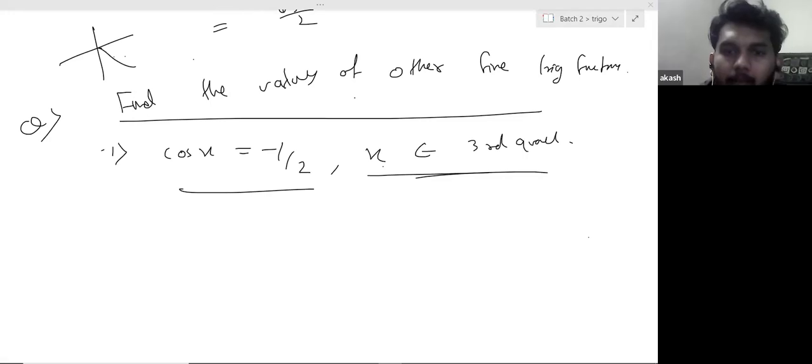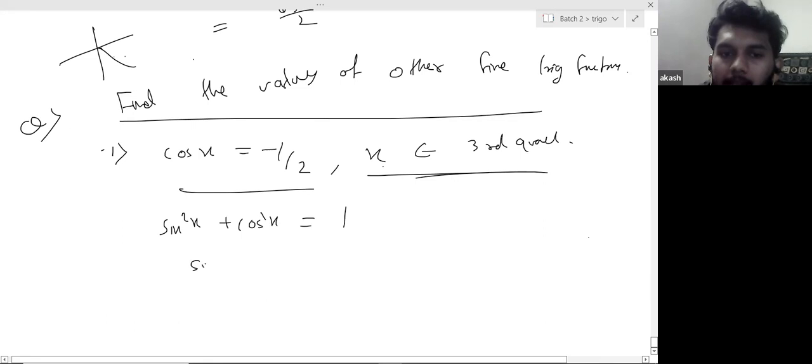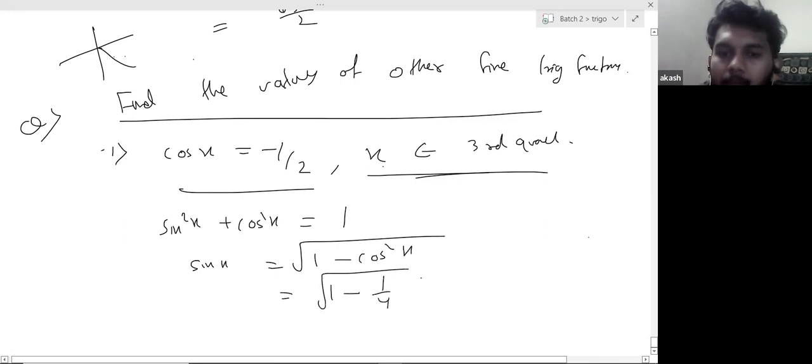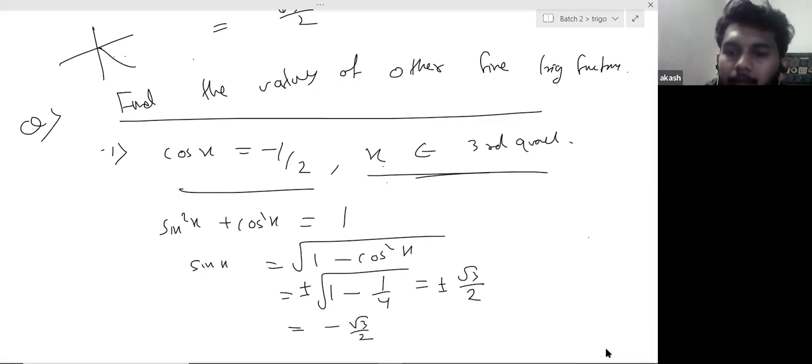All right, let's see how to solve this question. Cos x is this, and we know sin square x plus cos square x is 1. So we can say sin x is the square root of 1 minus cos square x. So this is 1 minus 1 upon 4, so this is root 3 by 2. But which sign will we take, plus or minus here? x is in the third quadrant, so the sign will be negative, minus root 3 by 2.